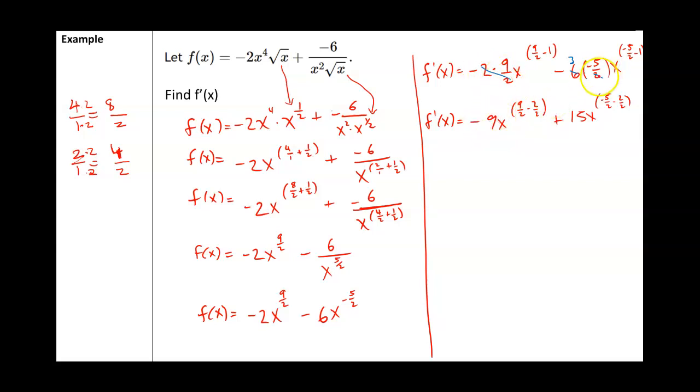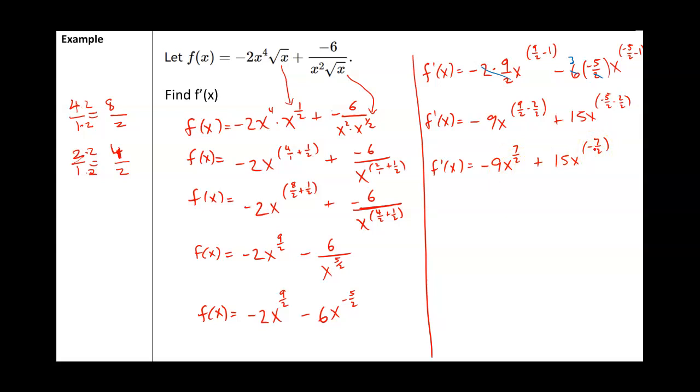and we just have a negative 9x. Here, 2 goes into 6 3 times. We have negative 3 times negative 5 is 15. And once again, the 1, we're going to rewrite that as 2 over 2. Then let's combine our numerators, because now we have a common denominator. So we have negative 9x to the 7 over 2 plus 15x to the negative 7/2.